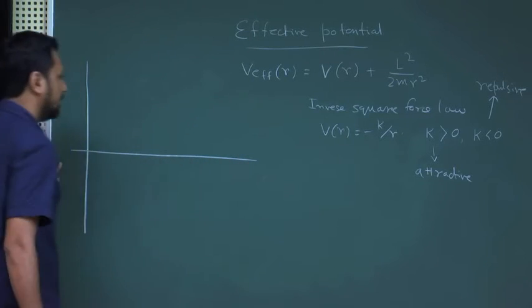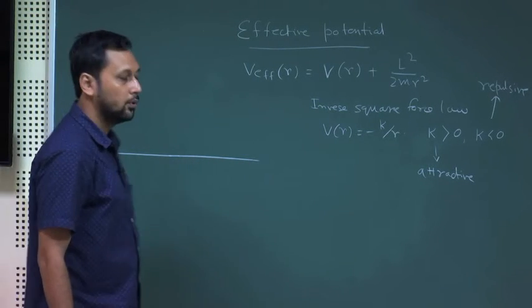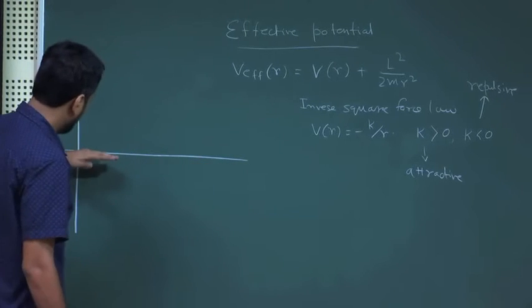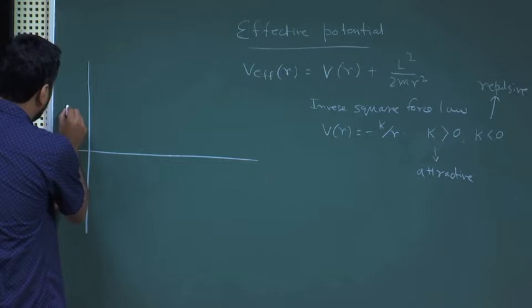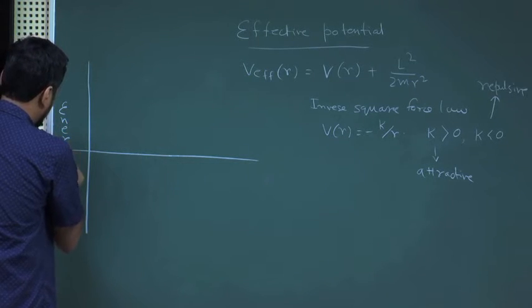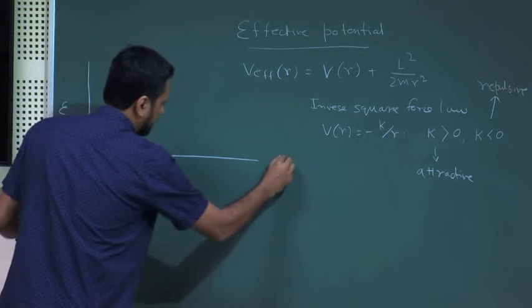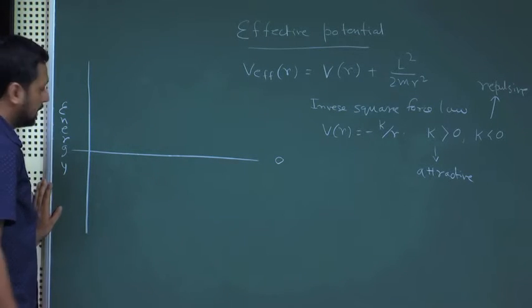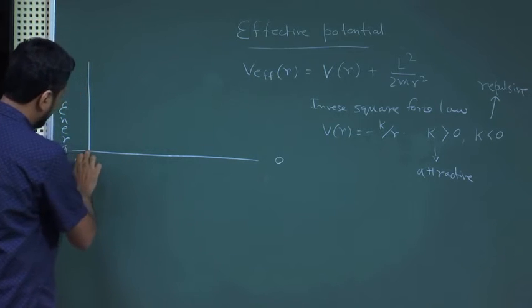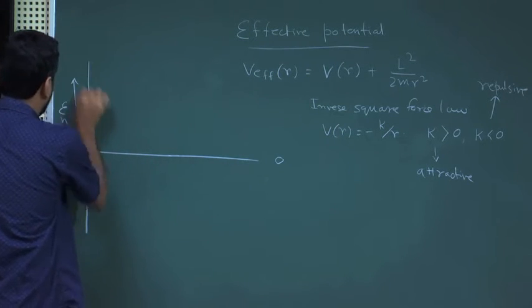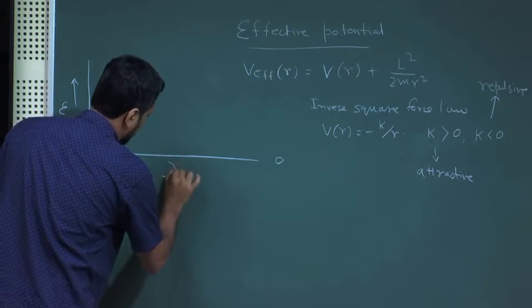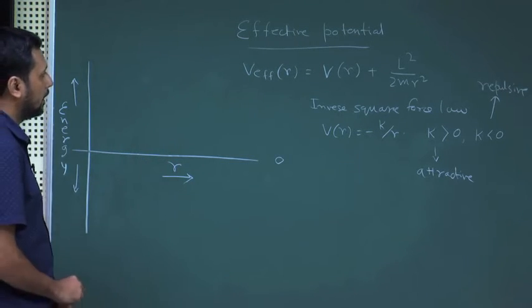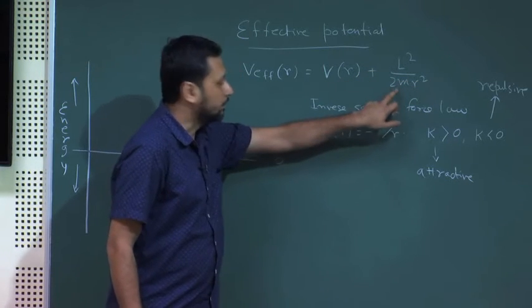So, let us try to draw this V effective, and if you recall, yesterday when we discussed it in the last class, we took no specific energy level, but here we are specifying the energy level. Here we have energy. This is the 0 energy level, okay. And so, this is the 0 energy point, and in this direction it is r, right.